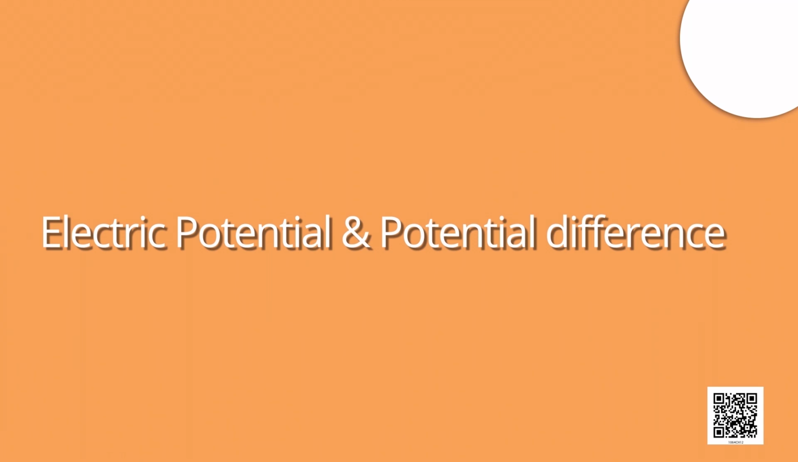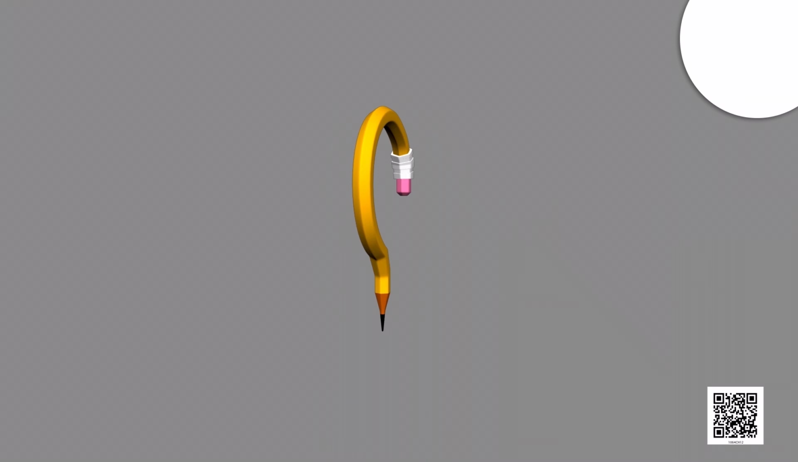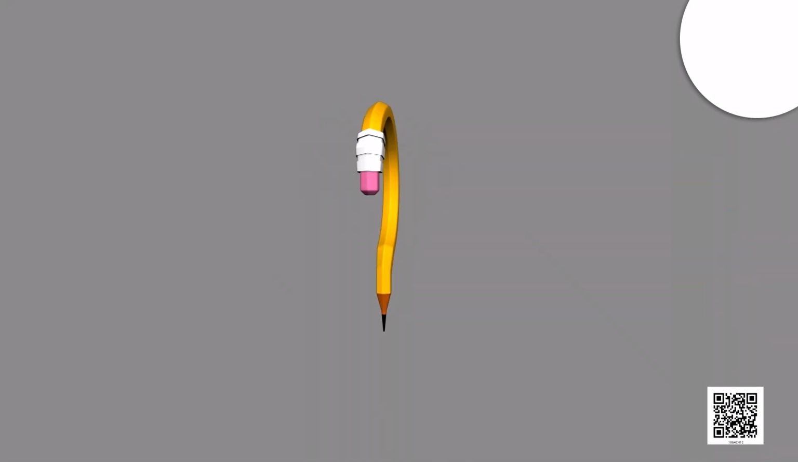Electric potential and potential difference. What makes the electric charge to flow? Let us consider this by the analogy of flow of water. Take 2 beakers filled with an equivalent amount of water. Connect them with the help of a tube as shown in the picture.